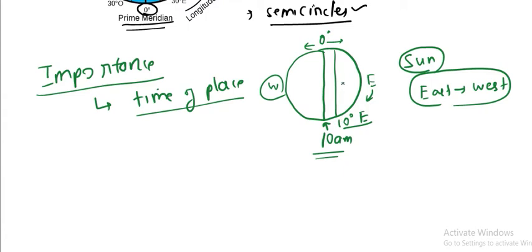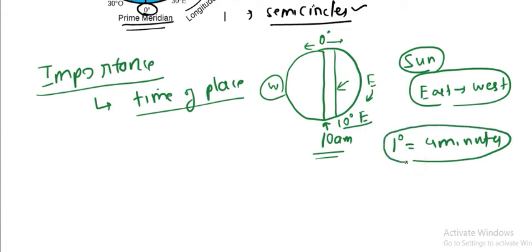And we want to know the time at this 10 degrees on this line when it is 10 a.m. at the 0 degree. We all know that 1 degree equals 4 minutes, right? 1 degree equals 4 minutes. Because this 10 degree east is before, the sun will come first here at 10 degrees and then move on to the 0 degree, right?